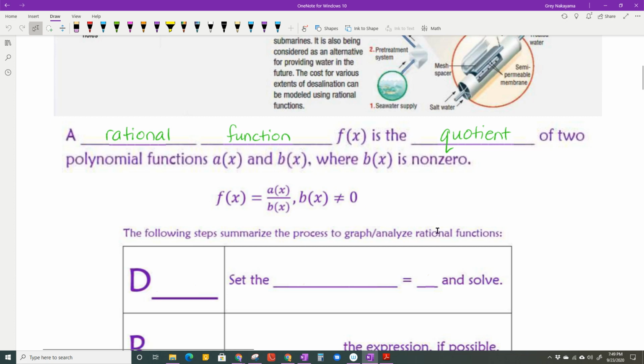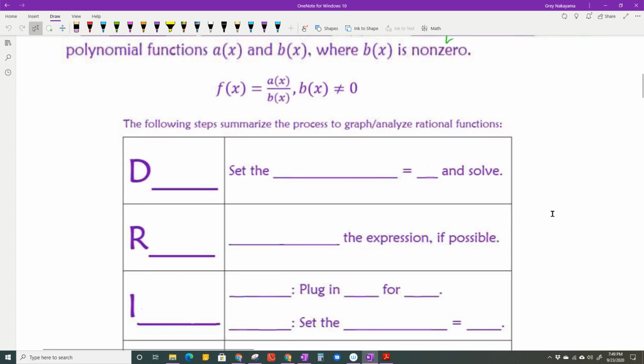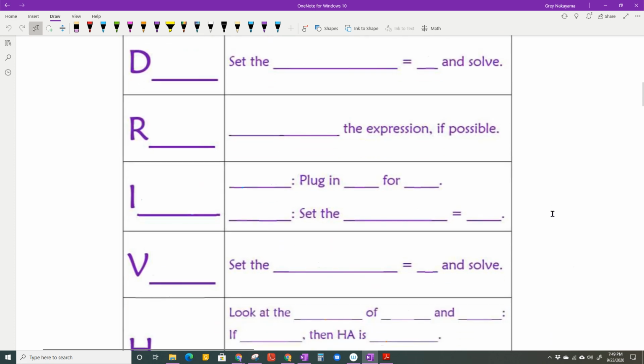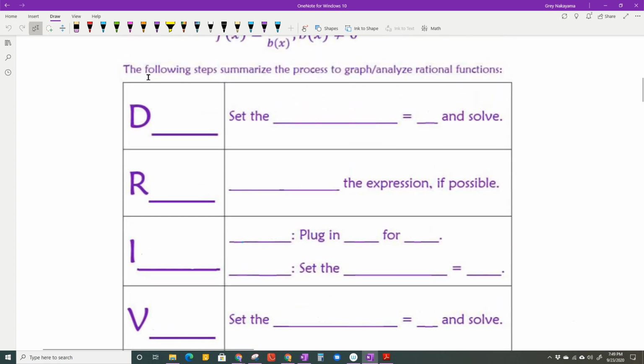That's the deal. Okay. Now, a couple of years ago, actually quite a few years ago, I had a class when I had to teach this. My class came up with a little mnemonic device to help us remember, and it was called Dr. IVH, and that's how we're going to remember what the steps are of graphing and analyzing these. Now, if you had to do it all by yourself from start to finish, and I told you just to graph one, these steps would really help you.